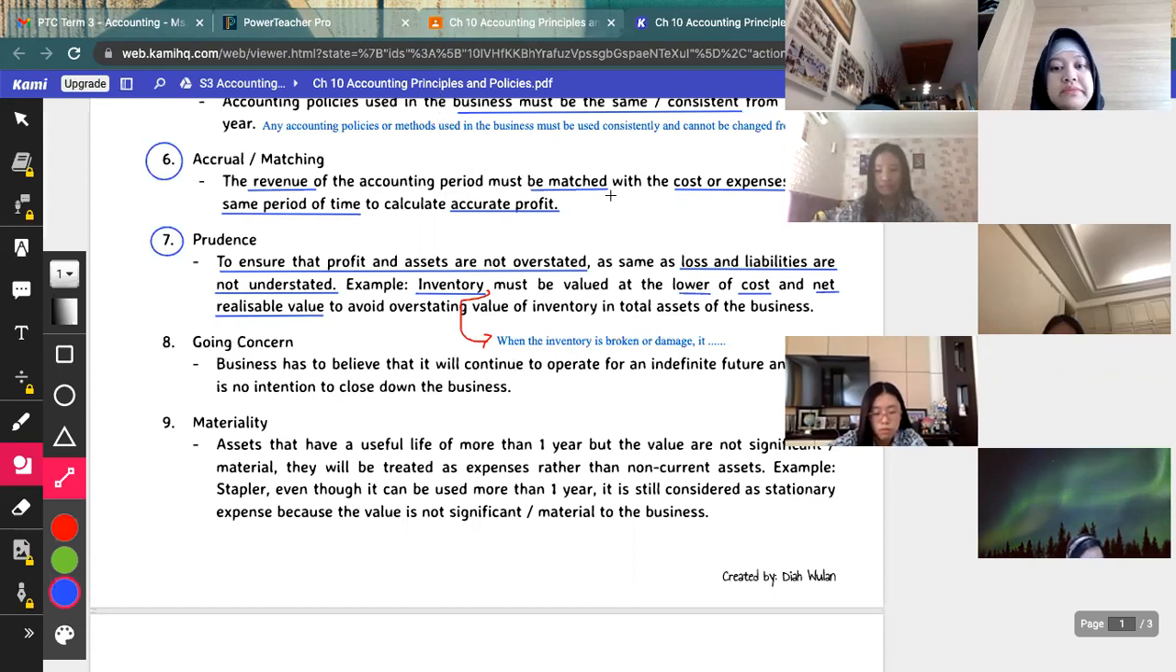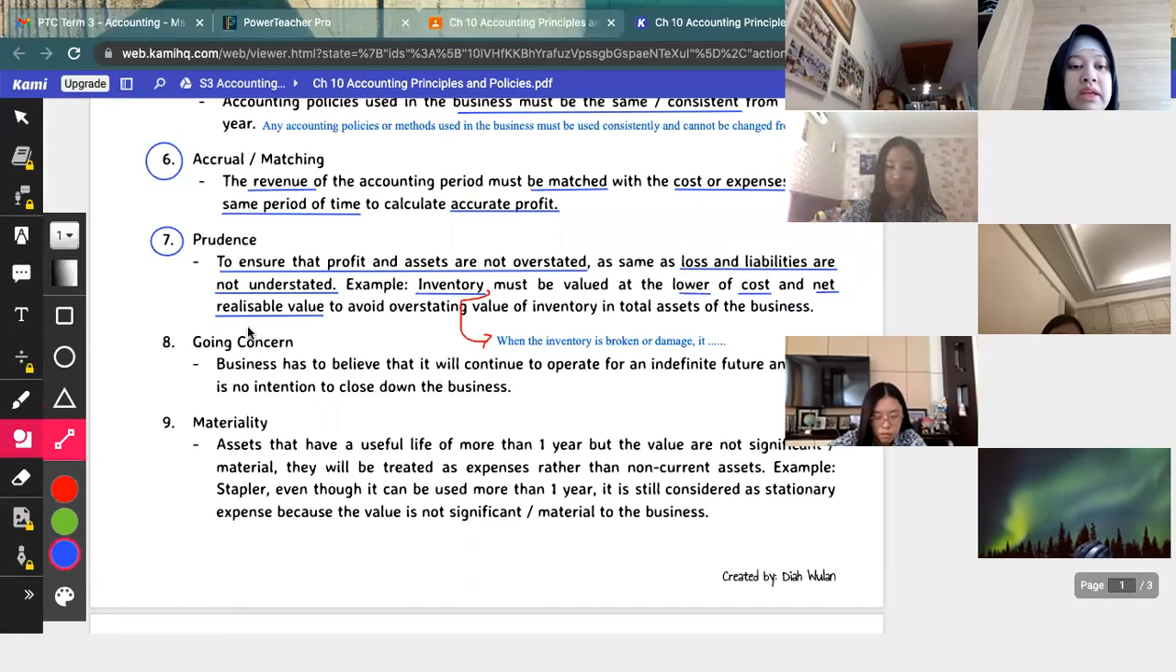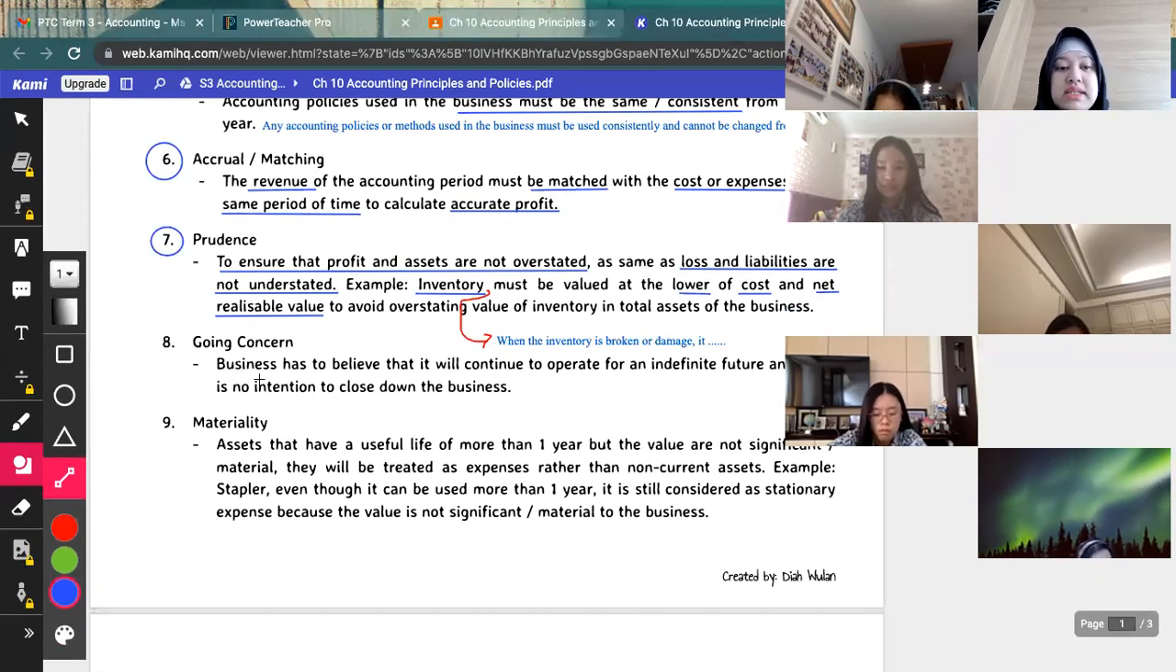Going concern. What is actually going concern? Going concern is just like what it says, yeah? We are concerned about something, yeah? We have to be concerned about our business, yeah? So what it has to do with our principles is that every single business must believe that it will continue to operate for the indefinite future.